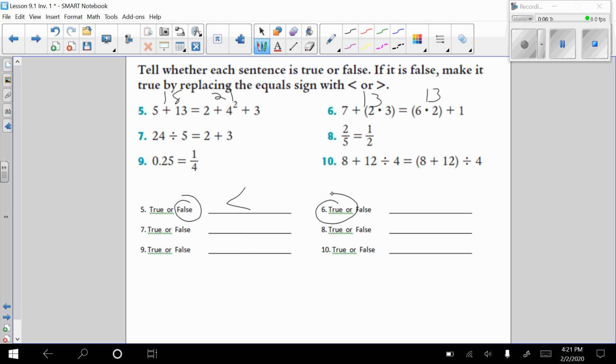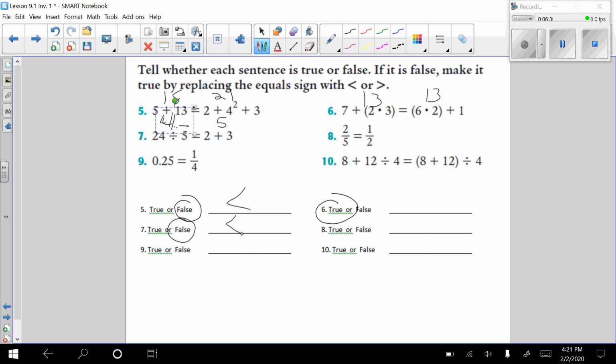For number 7, 24 divided by 5. Well, it's going to be 4 point something because 25 divided by 5 is 5. So I know it's 4 point something. I would have to get out my calculator to find the exact number. But I do know that 2 plus 3 is 5. So I know that this is 4 point something because it's not high enough to be 5. So I can say that it is less than. It is a false statement. So this again would be a less than.